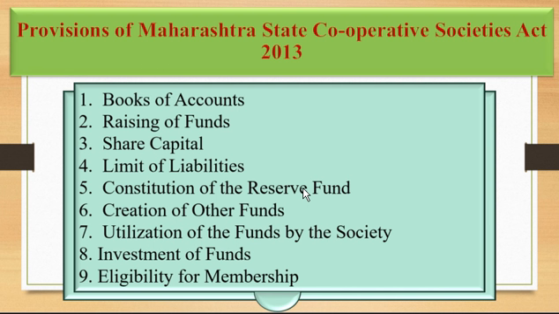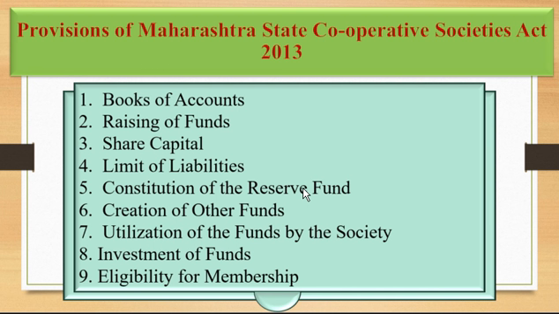Then third is share capital. The authorized share capital of the society shall be rupees 50 each. A share certificate prescribed in the bylaws, bearing a distinctive number and indicating the name of the member, the number of shares issued and the value paid thereon, shall be issued by the society to every member for the shares subscribed by him within a period of 6 months of the allotment of the shares.